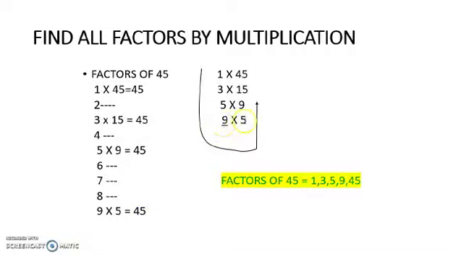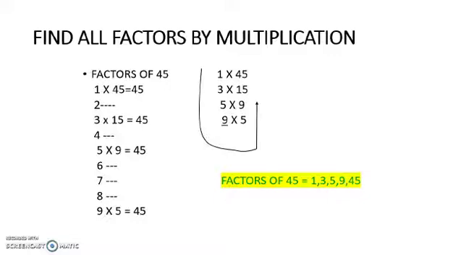Since 9 is repeating, that means we have found out all the small factors and the bigger factors have come on their own. So let us write down factors of 45. Factors of 45 are 1, 3, 5, 9 and 45. We just have to follow this U shape and we'll find the answer of all the factors by multiplication method. And we remember to use the divisibility rules in this to find the factors.